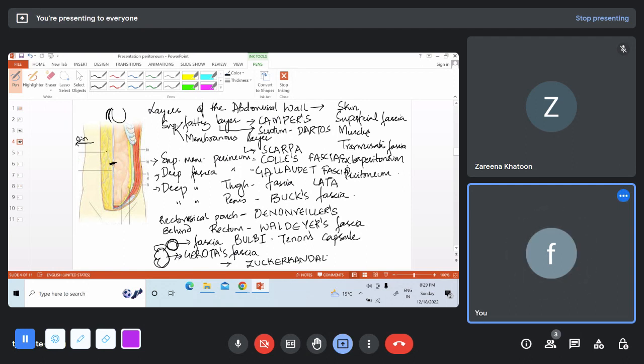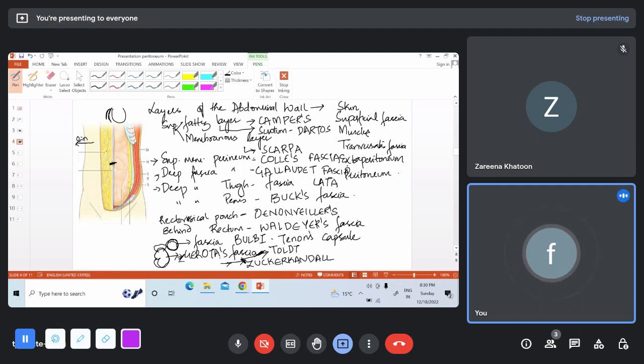Okay. But in some books, it is mentioned that Gerota's fascia is itself divided into two layers. The posterior one is Zuckerkandl's, but the anterior one is the Told fascia. Gerota's fascia, the anterior one is the Told fascia, and the posterior is the Zuckerkandl. Whereas in BD Chaurasia, you can see that the superficial layer itself is Gerota's fascia, and the deep layer is the Zuckerkandl. Okay.